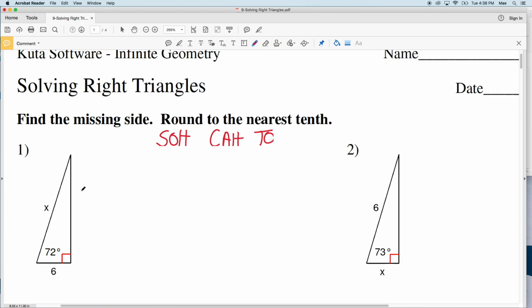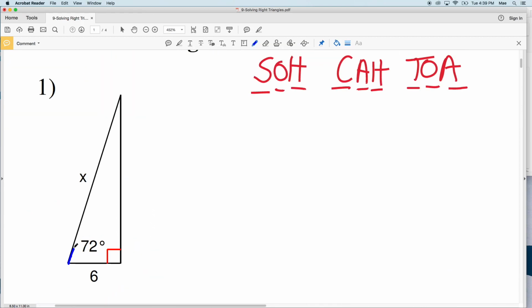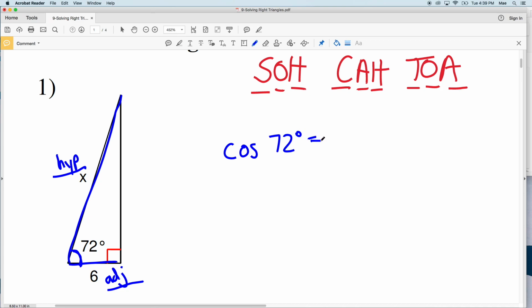So looking at number 1, we're trying to find this side x. And we're given two other pieces of information: that this angle is 72 degrees and the side adjacent to that angle is 6. If we're trying to figure out what the hypotenuse is, you notice we have adjacent and hypotenuse of an angle, so we're going to be using cosine. So the cosine of 72 degrees, that angle, is equal to the adjacent side length, 6, over our hypotenuse, x.